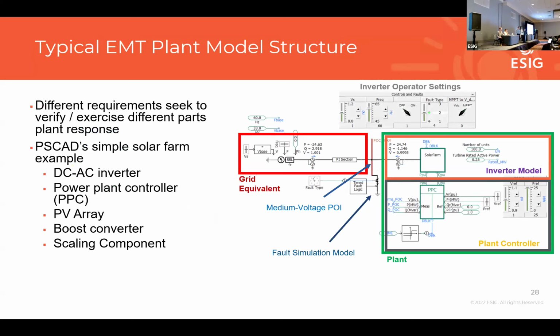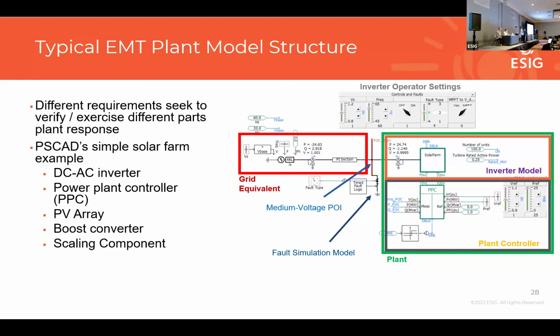So here's a very high-level example of what an EMT model might look like. This is from a PSCAD solar farm example, which you can find on the website if you're interested. The components here are an inverter model, a plant model, and some plant impedances. Within that inverter model block, there is the actual inverter itself, the DC to AC inverter. We have some DC side representation and a PV array in there as well.